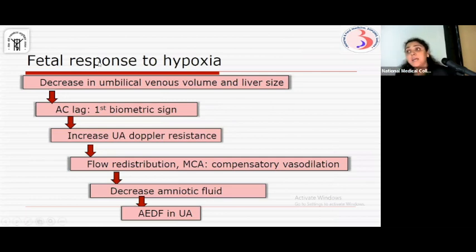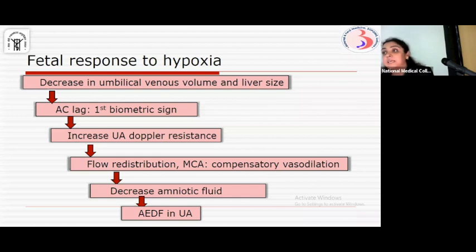So actually what happens physiologically is that once there is a decrease in the umbilical venous volume and liver size, because the baby has a poor reserve, once there is uteroplacental insufficiency and a decrease in the nutrients, the baby will start utilizing the nutrients from the liver. So the first thing that will become small will be the abdominal circumference.